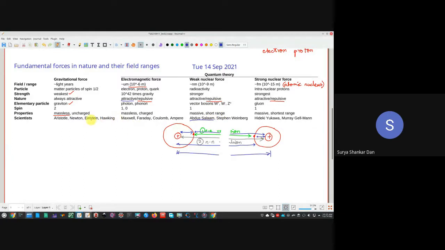I'm not going into the gravitational force. You have already learned it in your high school. Electromagnetic force, you will learn in much more detail than in this course in your electromagnetics. Probably you had a physics course also, right? So you must have studied Maxwell's equations.